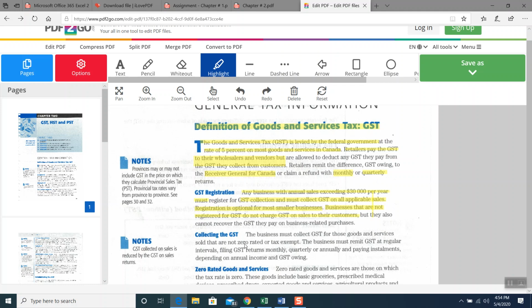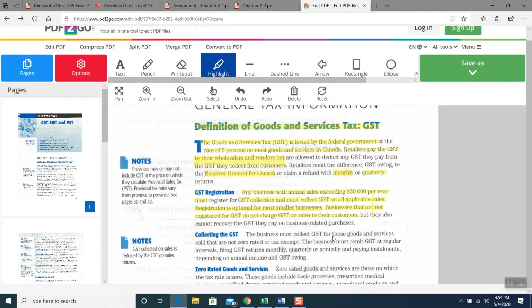Next one, collecting the GST. Again, as we learned so far, businesses which make more than $30,000 per year must register with the Government of Canada, must collect the GST from their customers, and give it back to the Government of Canada, to the Receiver General for Canada.